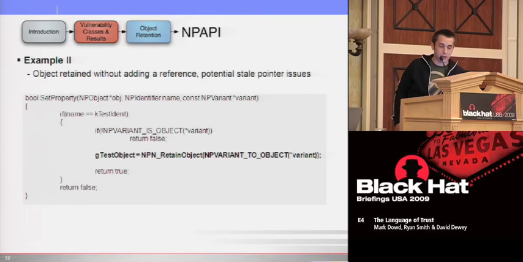This example is very similar to the last one, except now NPN_RetainObject is called. But the problem here is there's no release to release the object after it's been retained, so it'll lead to the same sort of thing, where the 32-bit boundary can be exceeded and the object will end up being released.